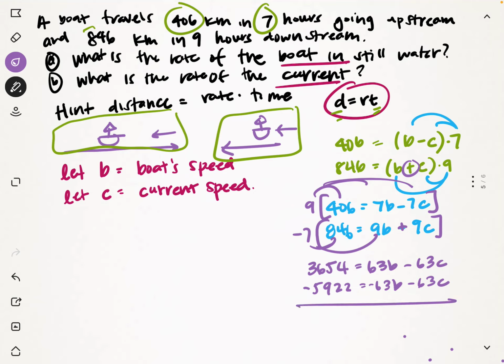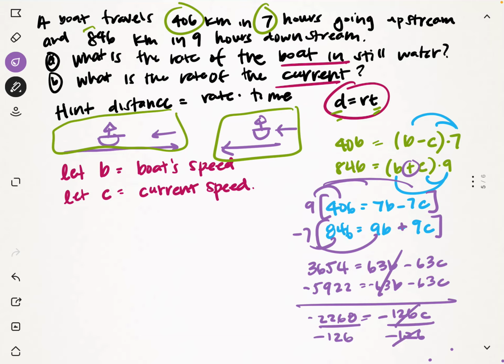All right, so let's add these things up. So 3654 minus 5922 is -2268. The 63b's are going to be eliminated because we have a positive and a negative. That was the point of what we're doing. And then -63 minus 63 is going to be -126. Be careful there. And then we're going to divide by -126 to get our C.